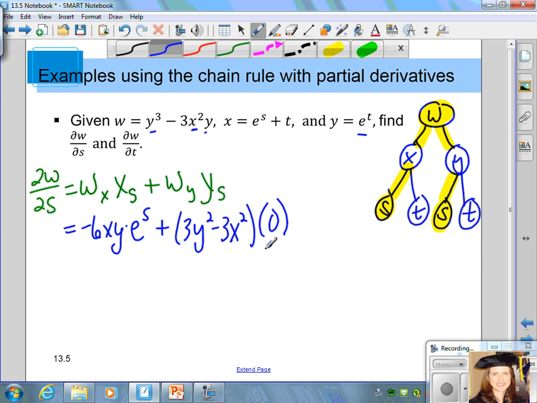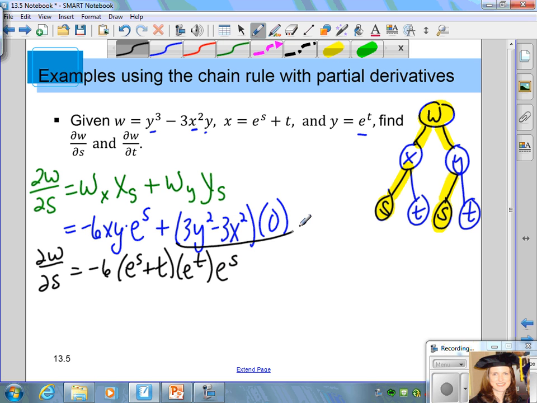We can simplify and make the substitutions here to get the partial of w with respect to s is equal to negative 6, making the substitutions for x and y, times e to the s, and then all of this is going to be multiplied by 0. So this is one way that we can write our answer for the partial derivative of w with respect to s. Let's go ahead and find the partial derivative of w with respect to t.